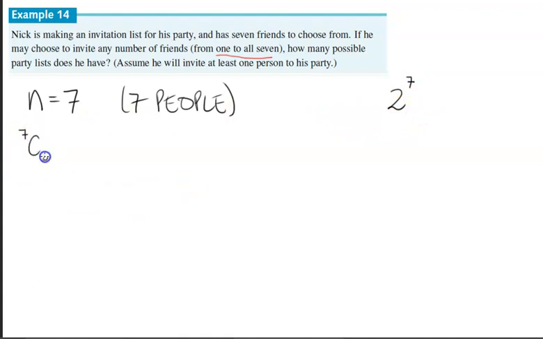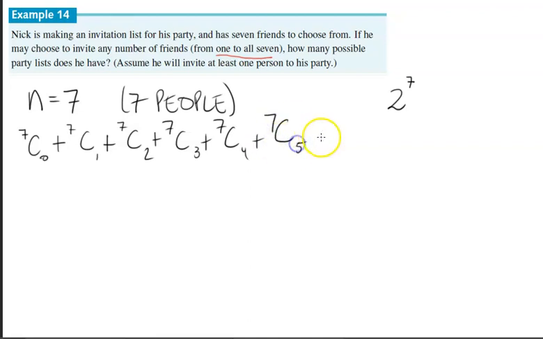So there's 7 choose 0, so that's choosing no friends. Not going to be the case, but we have to use it for example. There could be a case where you can choose one person to the party, and how many different possibilities are there? Well, obviously there's going to be 7. There's going to be 7 choose 2, 7 choose 3, 7 choose 4, 7 choose 5, 7 choose 6, and 7 choose 7.